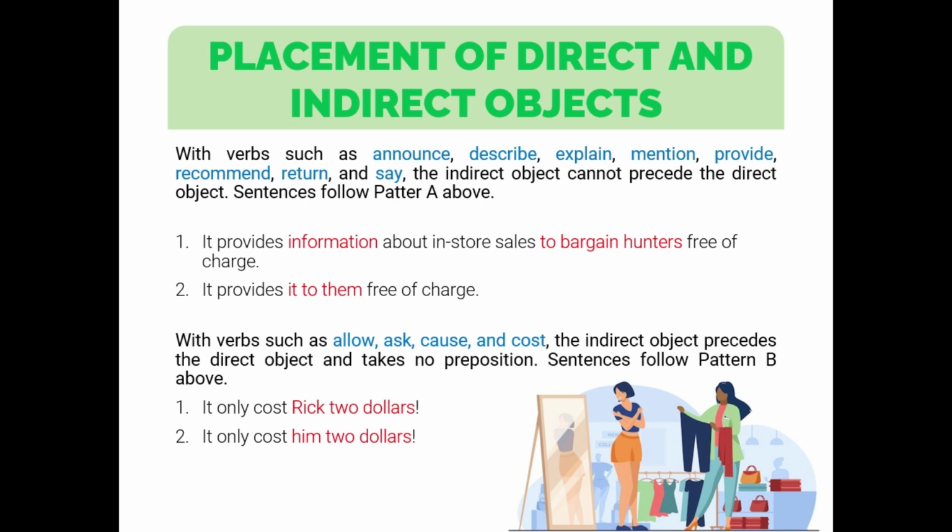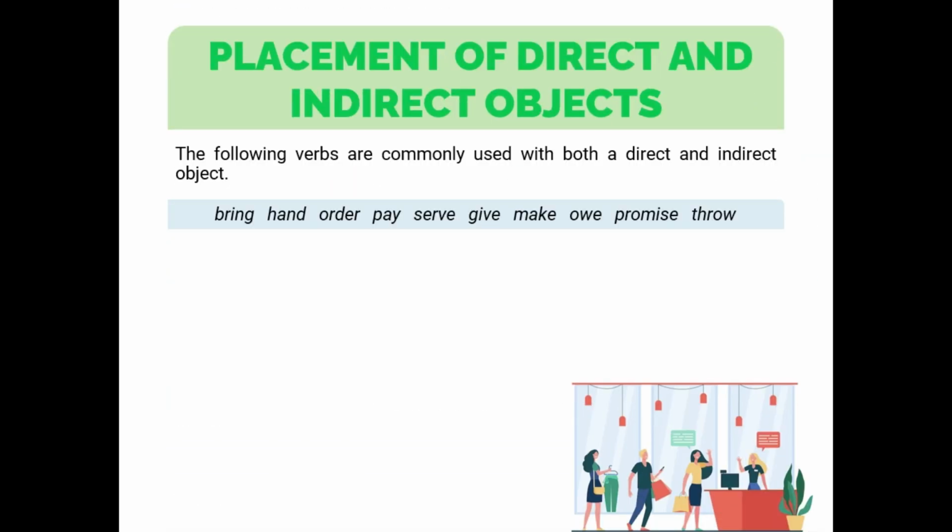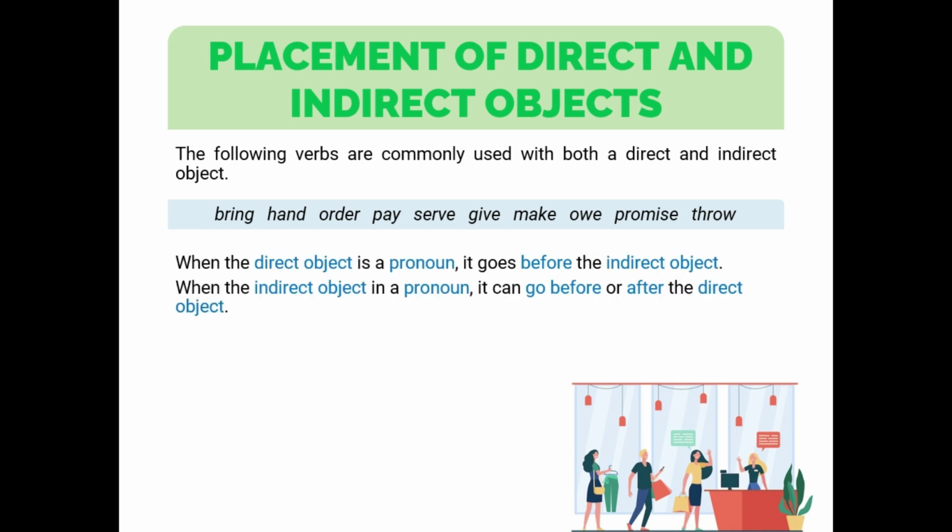Now, the following verbs are commonly used with both a direct and indirect object. Verbs like bring, hand, order, pay, serve, give, make, owe, promise, and throw. When the direct object is a pronoun, it goes before the indirect object. And when the indirect object is a pronoun, it can go either before or after the direct object.